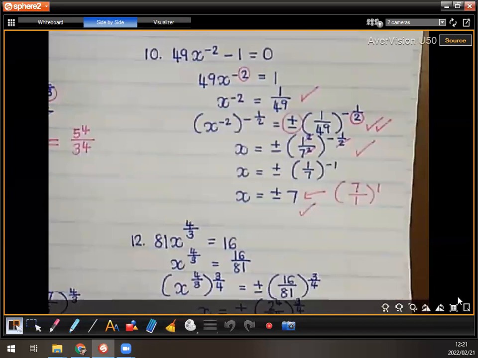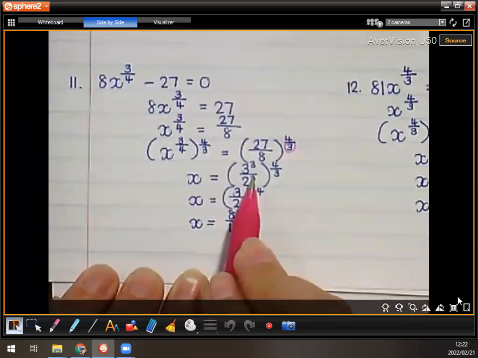This is the same as this, okay? So 4 marks, 5 marks. There's a lot of marks for this type of question.